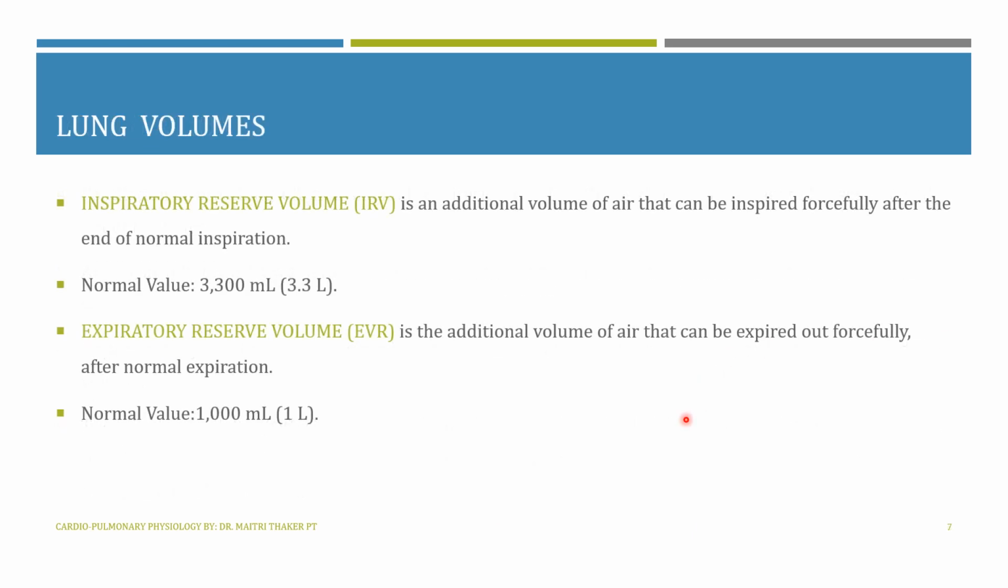Now let's quickly revise the lung volumes and capacities. Tidal volume, as we have already discussed, is the amount of air that moves into and out of the lung with each breath. Now what is inspiratory reserve volume? It is the additional volume of air that can be inspired forcefully after the end of normal inspiration. Its value is 3300 ml. Expiratory reserve volume is the volume of air that can be expired forcefully after normal expiration. That is up to 1 liter.